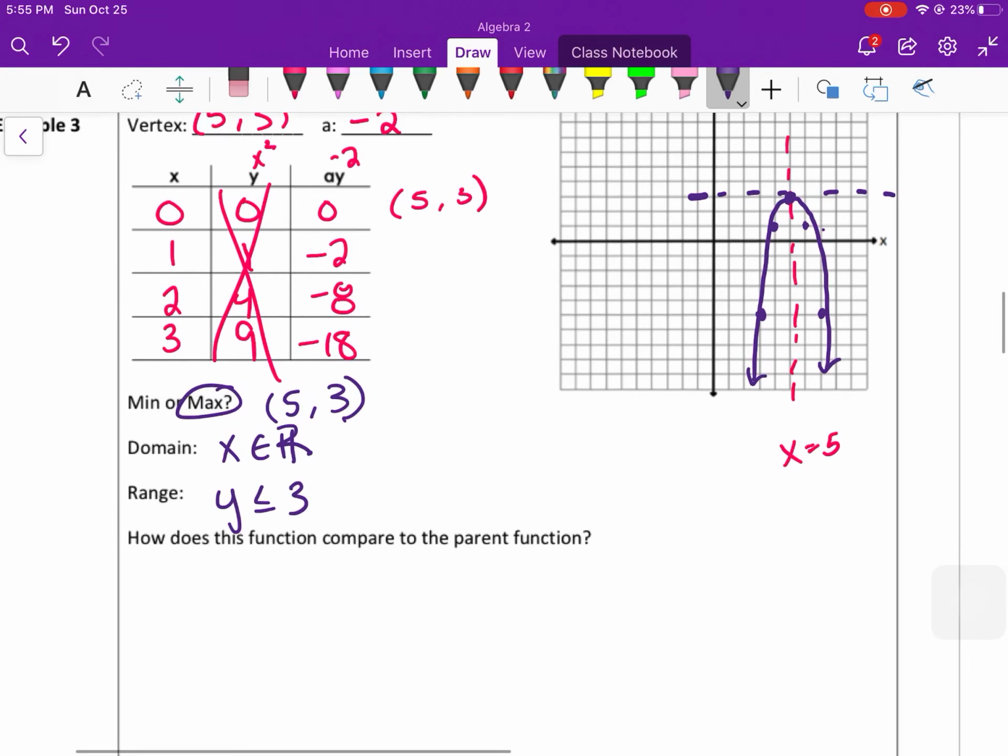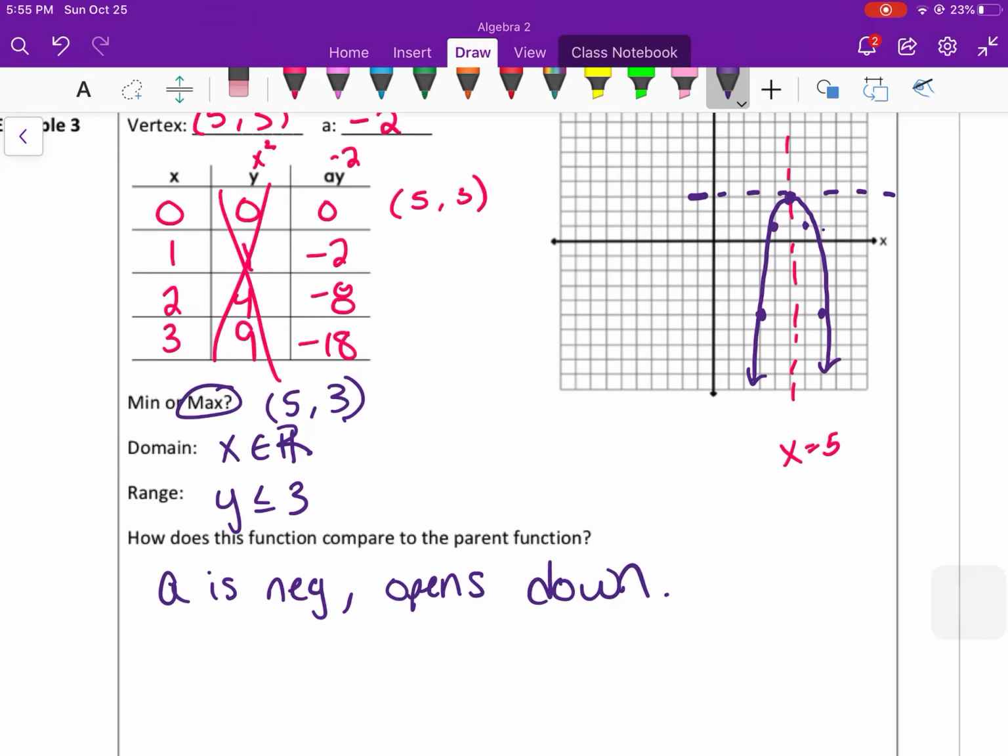Compared to the parent function, a is negative, so it opens in the opposite direction, which would be down. The parent function opens up. The absolute value of a is greater than 1 because it's 2, which means it is a vertical stretch, which means that it is more narrow than the parent function.